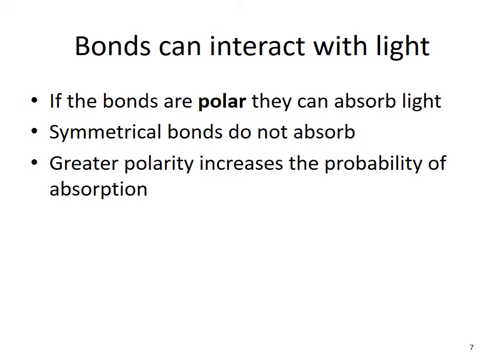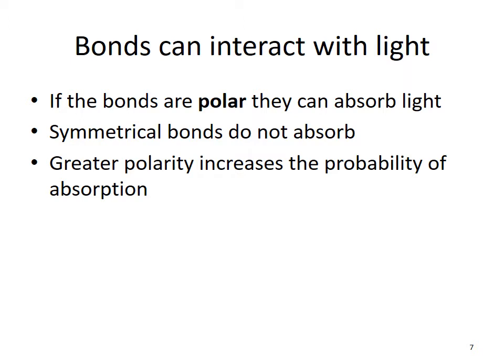In infrared light, bonds that are polar can absorb the infrared light. If you have a bond that is symmetrical, for instance, a double bond that has the same groups on each side of the double bond, you will find that it's symmetrical and it doesn't absorb infrared light. We call it infrared inactive. The greater the polarity that's in the bond, the greater the probability of absorption.